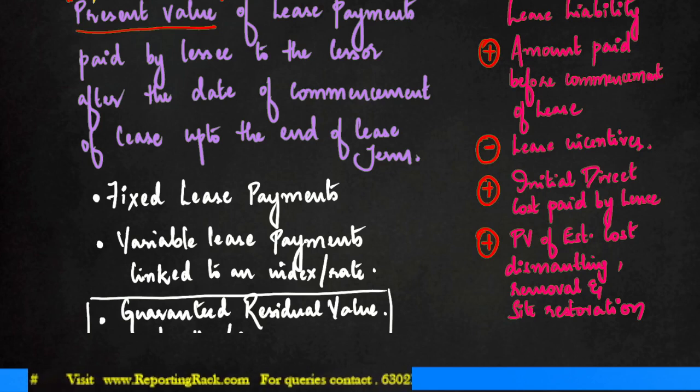The last inclusion is like any other asset under Ind AS 16 or 38 or 40. I would have added this concept of present value of the estimated cost of dismantling the asset or removal or site restoration. The same thing I am adding even for an ROU asset under Ind AS 116.